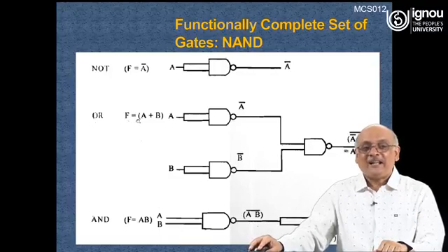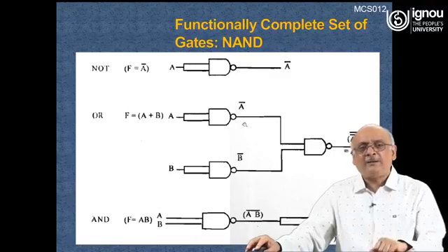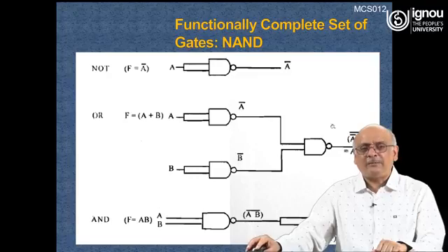Similarly, for A plus B, suppose we are drawing it for A plus B. Then we use something called De Morgan's law, which I'll explain a little bit later, but if you really want to understand this particular circuit, you need to understand De Morgan's law. De Morgan's law says that the negation of A and B is equivalent to A prime, that is A negation, plus B negation.